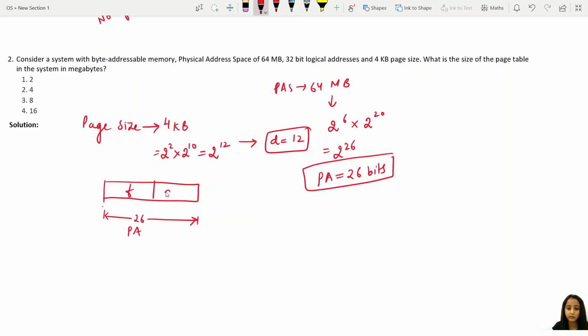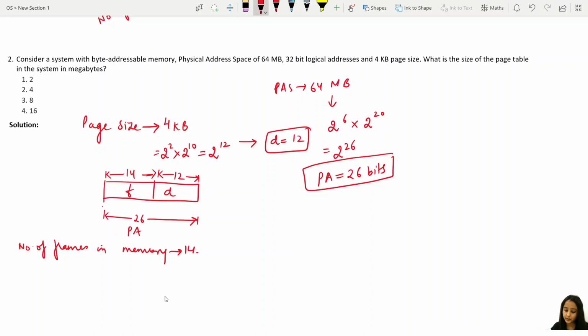It is frame number, this is offset. And we have calculated the offset, this is 12. What will be your frame number? 26 minus 12 is 14 bits. This we get, right? So next we have to calculate the number of frames in the memory. Number of frames in the memory, we have found it out, that is 14 bits, right?